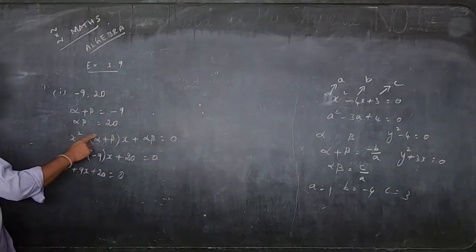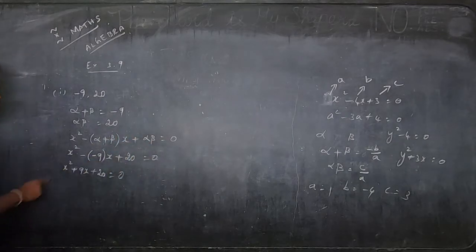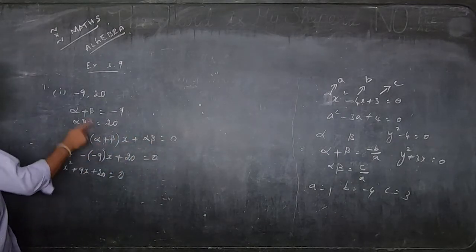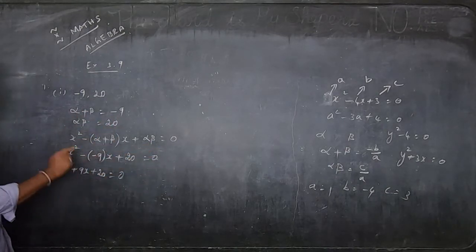X square minus sum of roots x plus product of roots equal to 0. X square minus sum of roots, minus 9. Product of roots, 20, equal to 0. Minus into minus is plus. That's all.